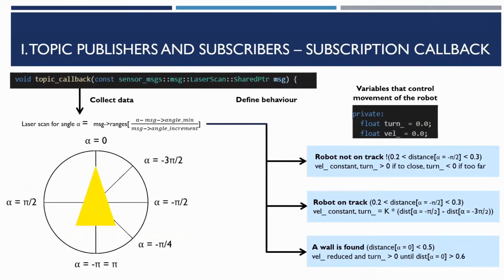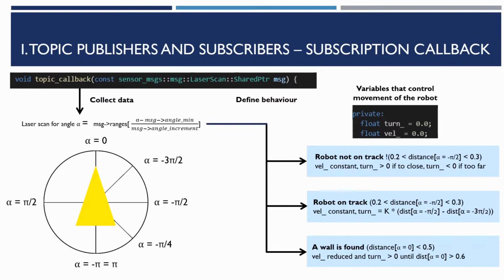The main script controls the robot by first collecting the data in the topic callback. It was arranged so that with this particular mathematical function we can get the value for each angle. Then with that data, we define some behaviors that define the variables controlling the movement of the robot. We have turn, which decides if the robot has to turn and how quickly from right to left, and vel, which determines how fast the robot should move forward.